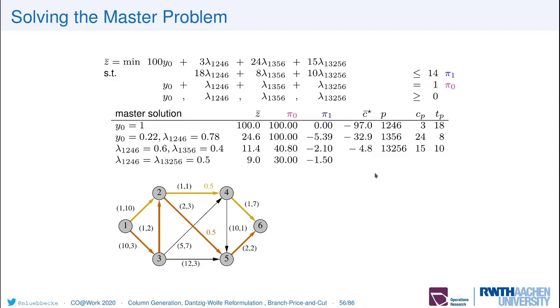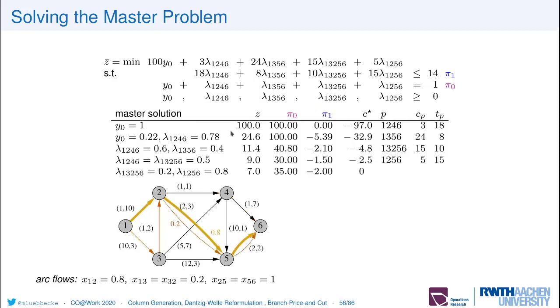I use that to modify the objective function of the pricing problem, call the pricing problem, still a path of negative reduced cost. I add it, get a new solution, and then I finally, with this dual solution here to the final restricted master problem, I call the pricing problem again, and the smallest reduced cost is 0. So that means there is no negative reduced cost variable, and I stop. I have generated 4 out of 9 variables only.